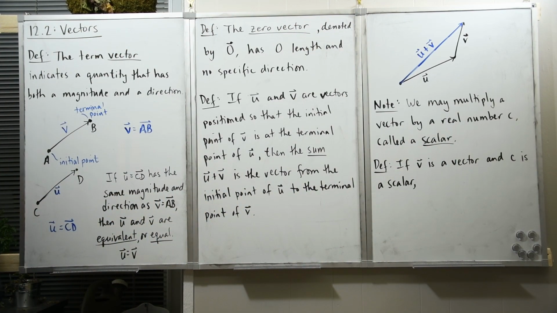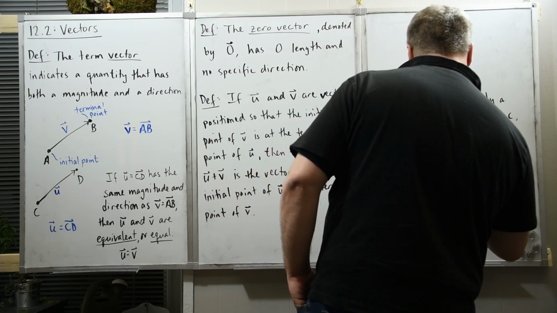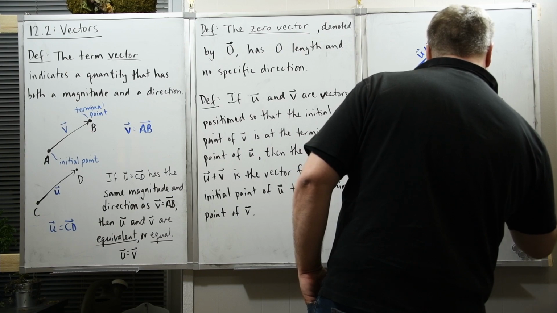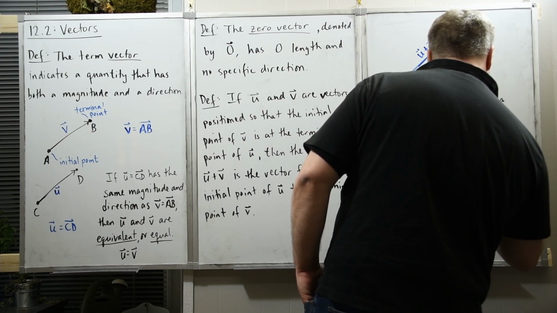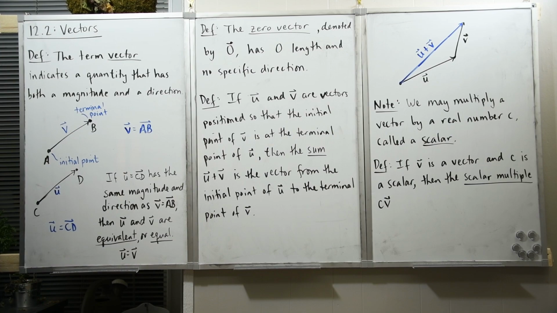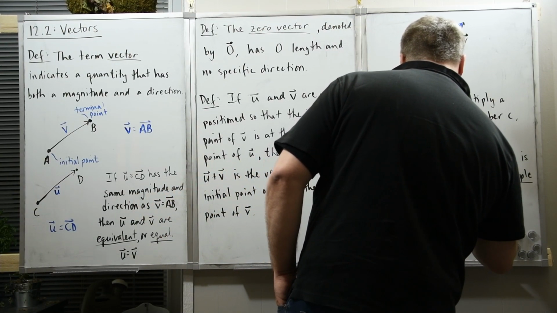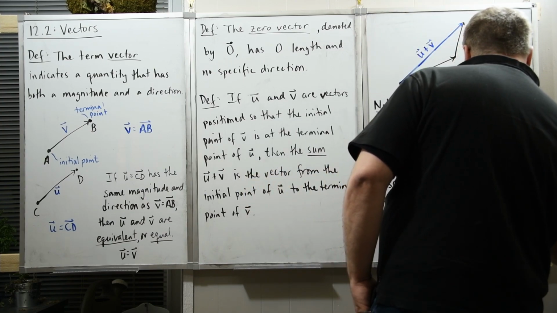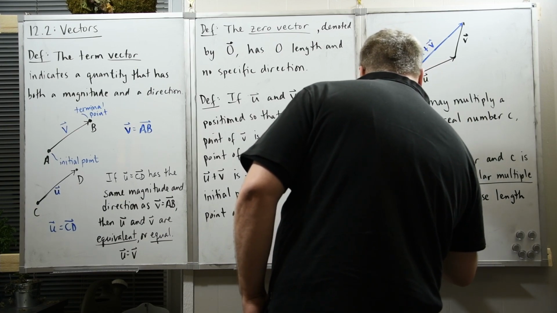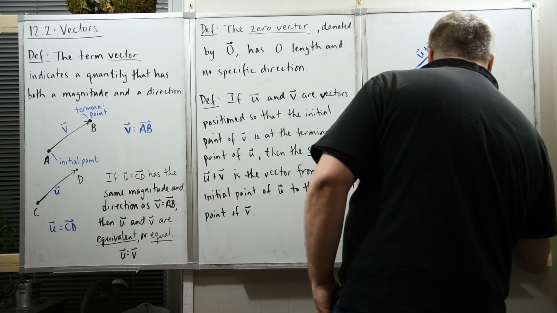So if v is a vector, and if c is a scalar, then the scalar multiple, which we're going to call c times v, is the vector whose length is the absolute value of c times the magnitude of v.